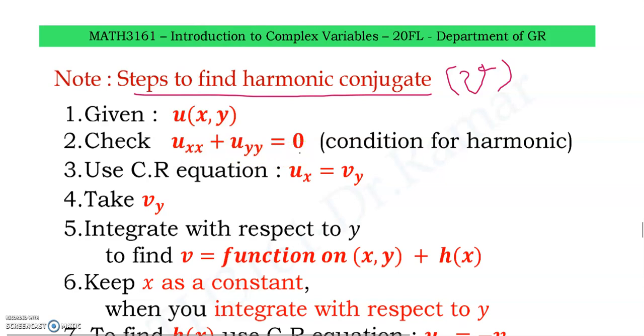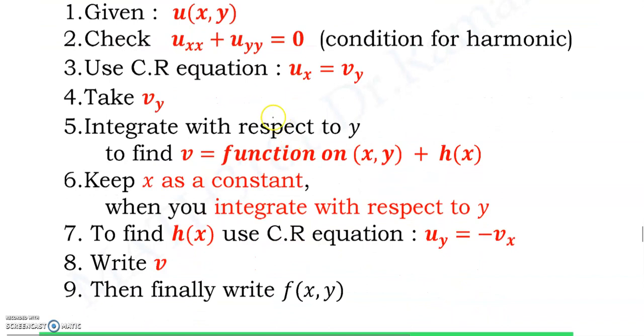Okay, if it is harmonic, we can proceed further. Then we have to use the CR equation, the first equation, u_x is equal to v_y. From this you have to take v_y, then integrate with respect to y, then we can find the function v in terms of x and y plus h of x. What is here h of x?